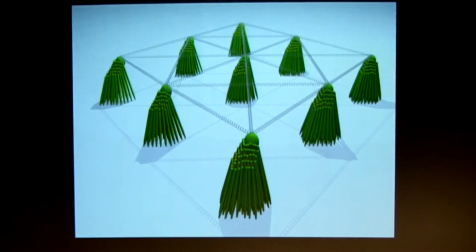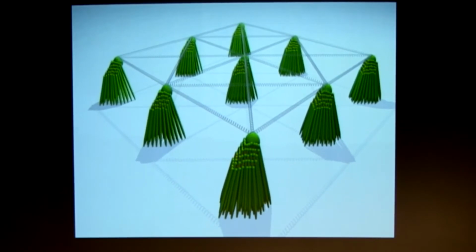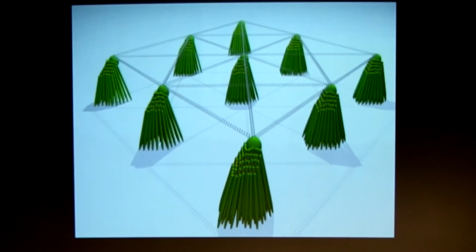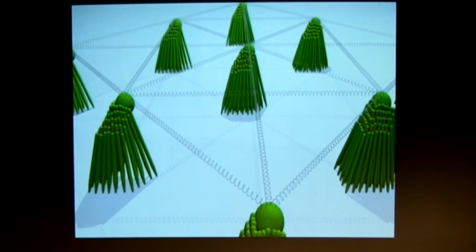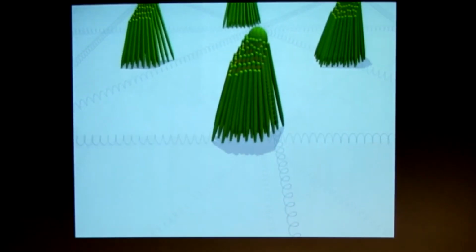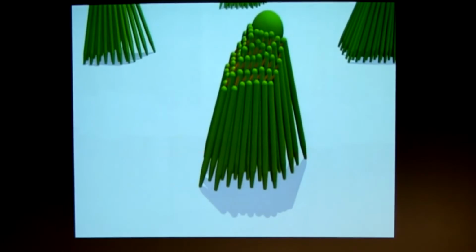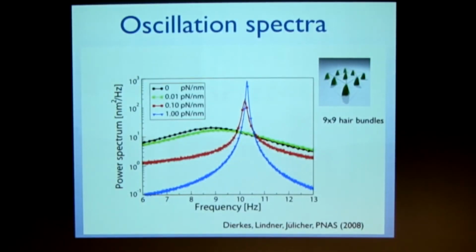And this is sort of a movie from Kai Dirkes, who did the simulations. So these are independently stochastically oscillating hair bundles, which are now coupled by springs. And so what happens when one couples these noisy oscillators with neighbors?